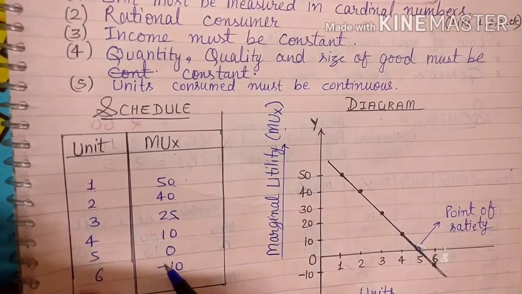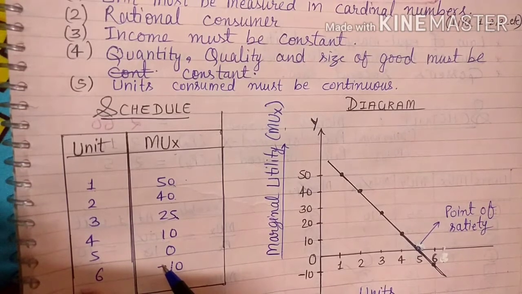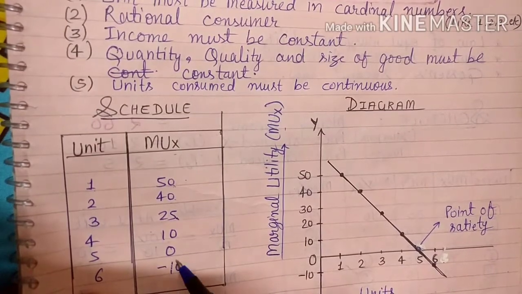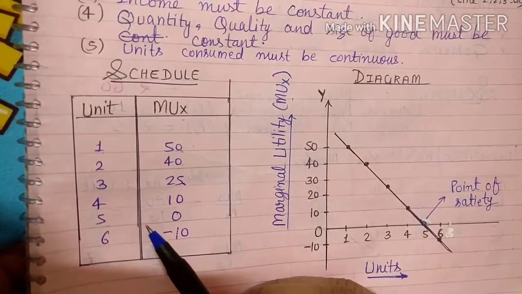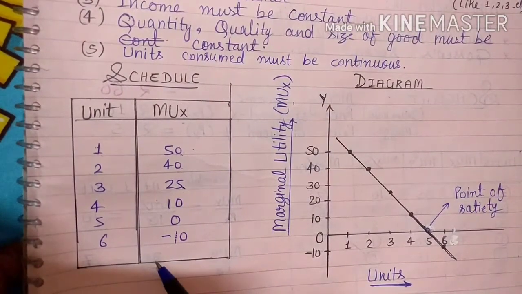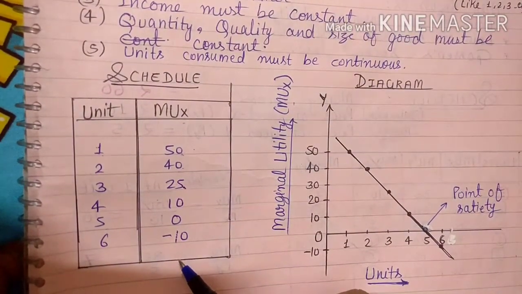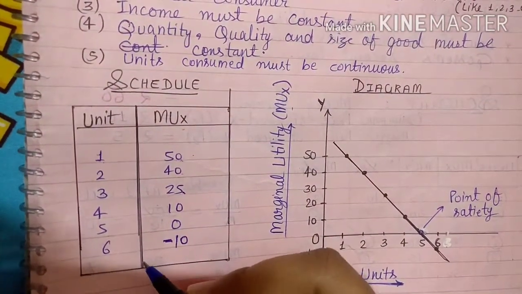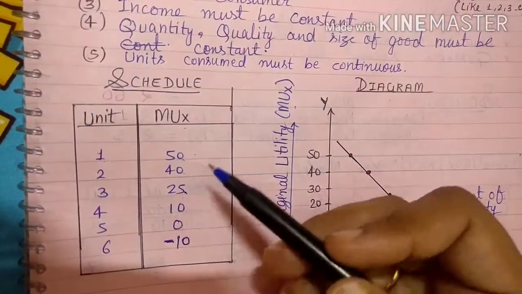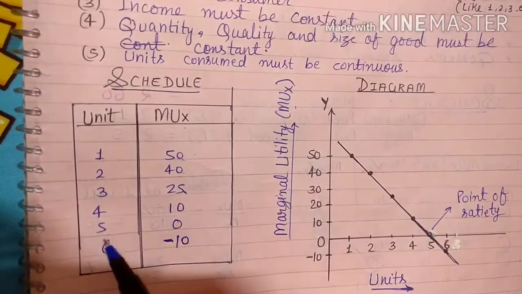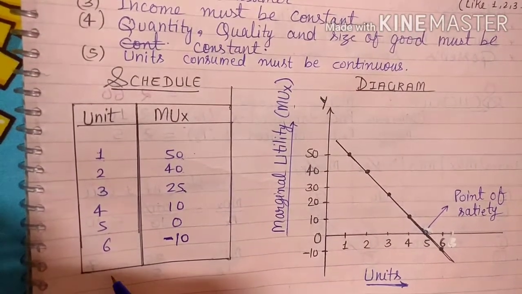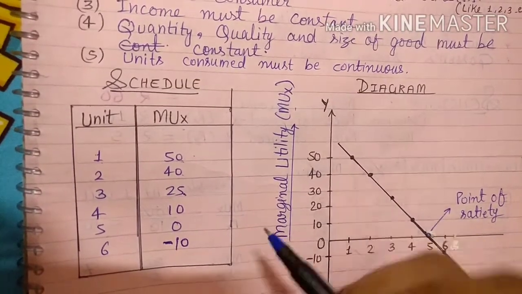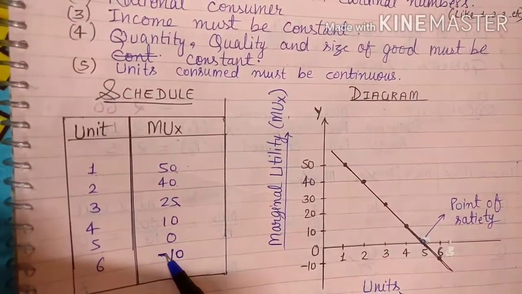Now we know that if we eat more apples after this point, it creates some trouble for us. If I am eating more apples, it will have an adverse effect on my stomach. So I have written -10 here. If the person who is eating apples continuously, after getting 0 satisfaction from the fifth unit, takes one more apple, the sixth apple, it will have an adverse effect on his stomach. Maybe his stomach will start paining. So that's why I've shown it by a negative sign.